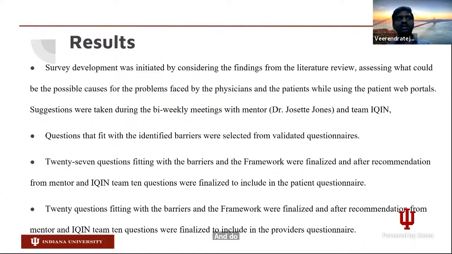During the questionnaire development, bi-weekly meetings happened with the mentor as well as with the IQuint team. After a series of reviews with the IQuint team, the mentor, and sometimes the affiliated healthcare centers, the patient questionnaire and the provider questionnaire were each reduced to 10 questions, to keep the survey taker engaged and make survey completion easy, so that we can get a minimal understanding of the barriers that are preventing patient portal use.